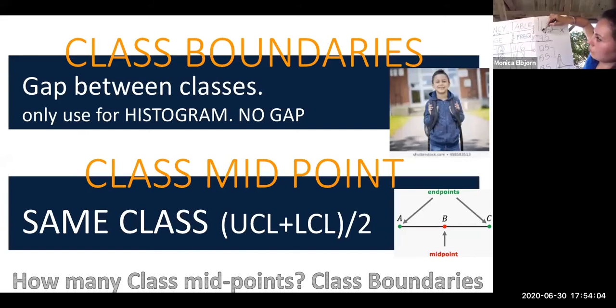Whenever we slice the bread, we're going to have some other minimum values. We said our class width was 3, so 11 minus 3 is 9. So we're going to have 9, 11, 14, 17, 20, and then we're going to have our frequency over here.